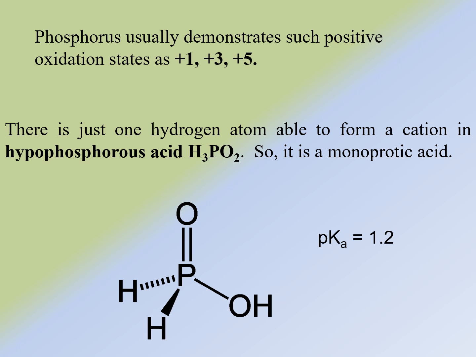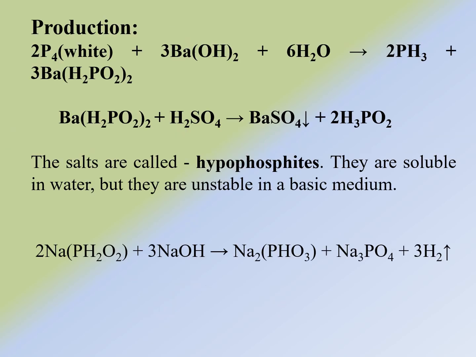What's the name of this one? This is hypophosphorous acid. The oxidation state is +1 for phosphorus. It can be produced in the reaction between P4 and barium hydroxide, and there will be PH3 and barium what? Hypophosphite.